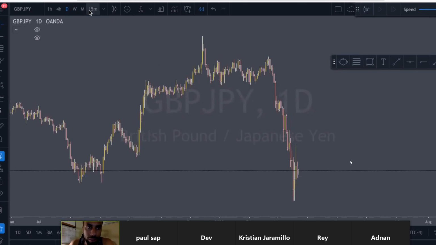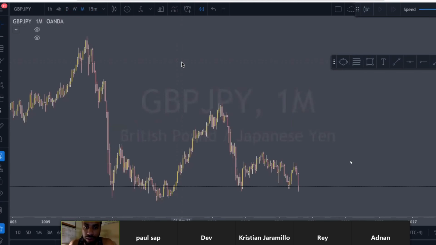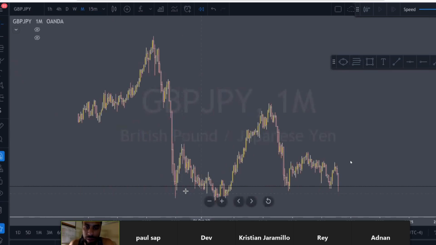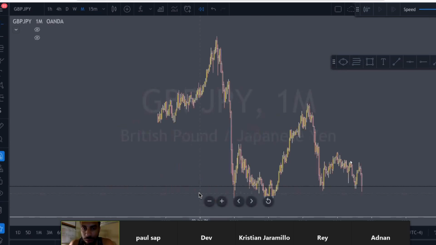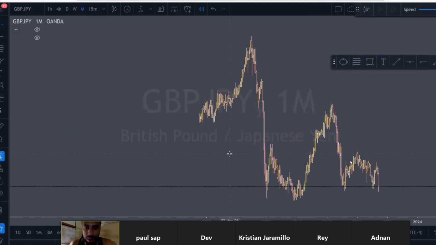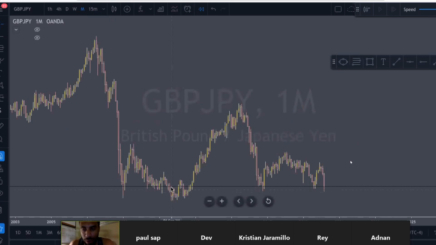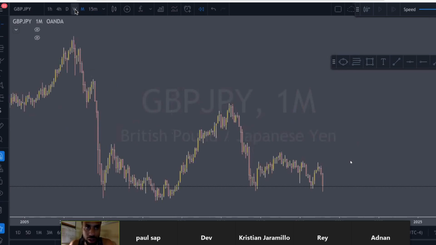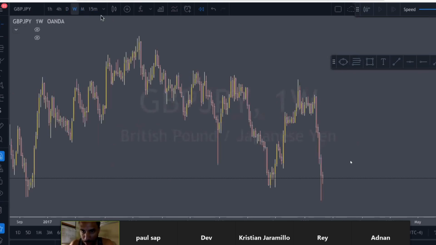Okay, so same thing, right? Monthly time frame. I see that we're finding a lot of support here, and I just want to zoom out to see historically where it is. And this looks like a very low price to be buying if possible. I just have that in the back of my head.